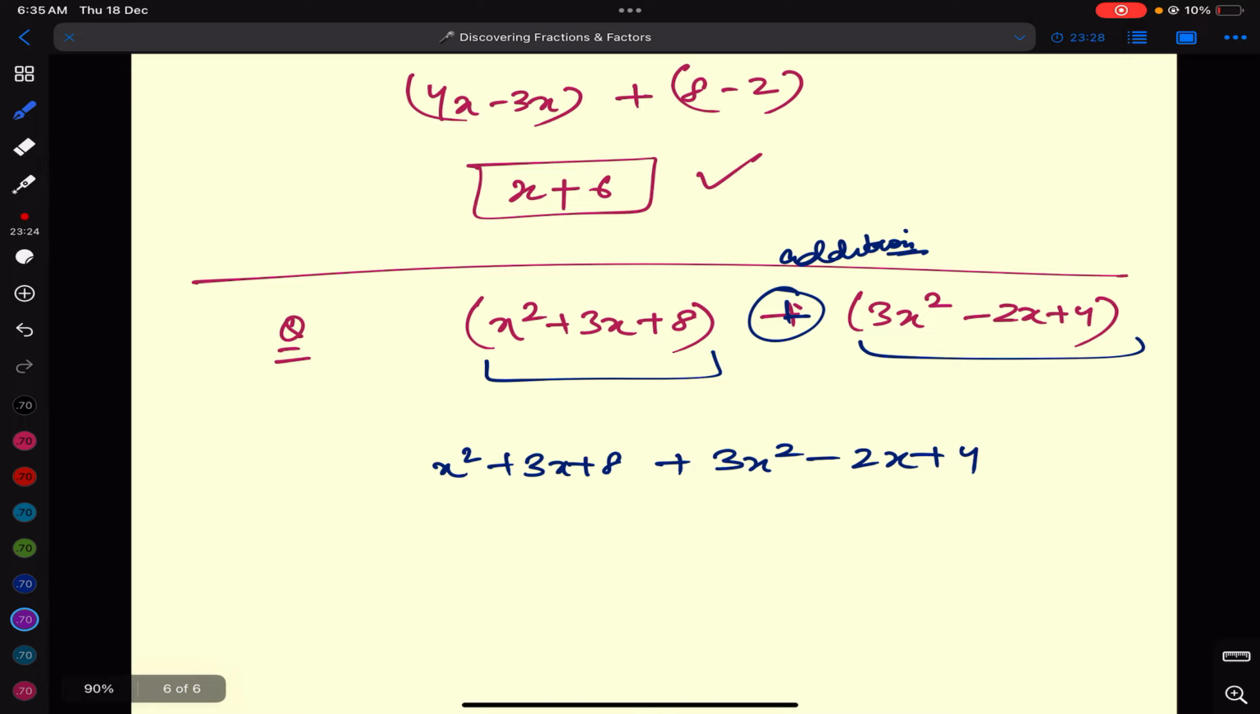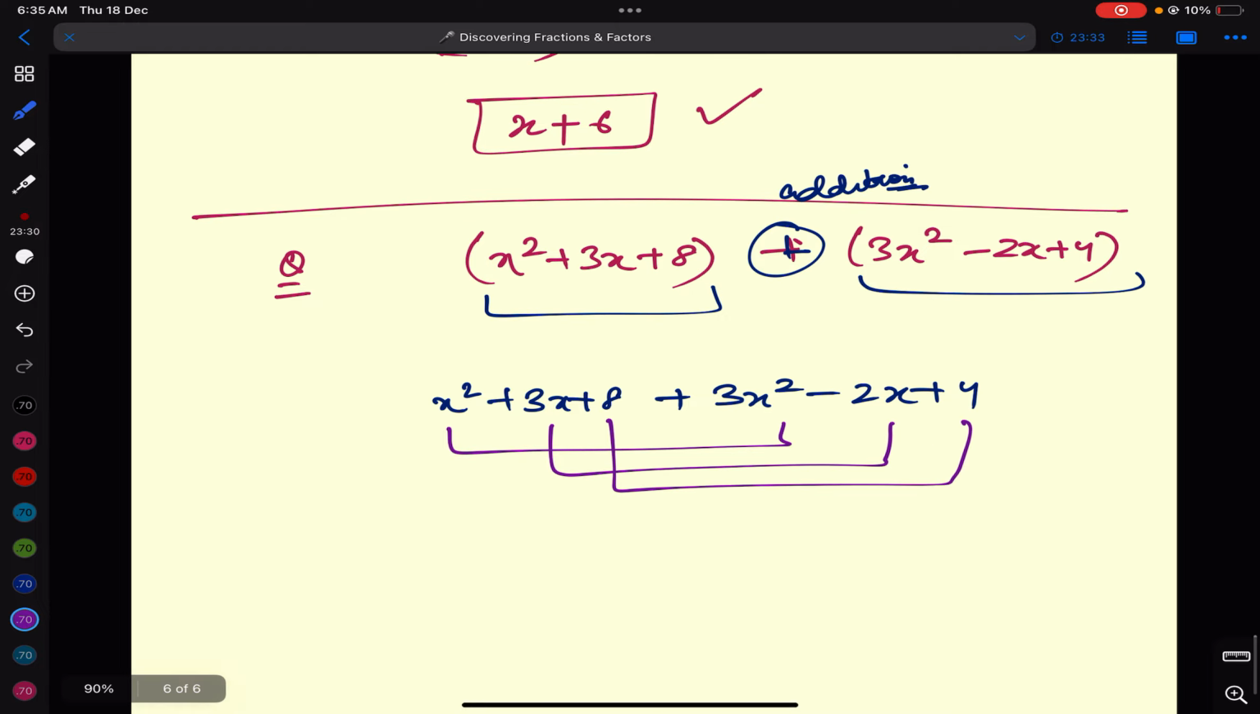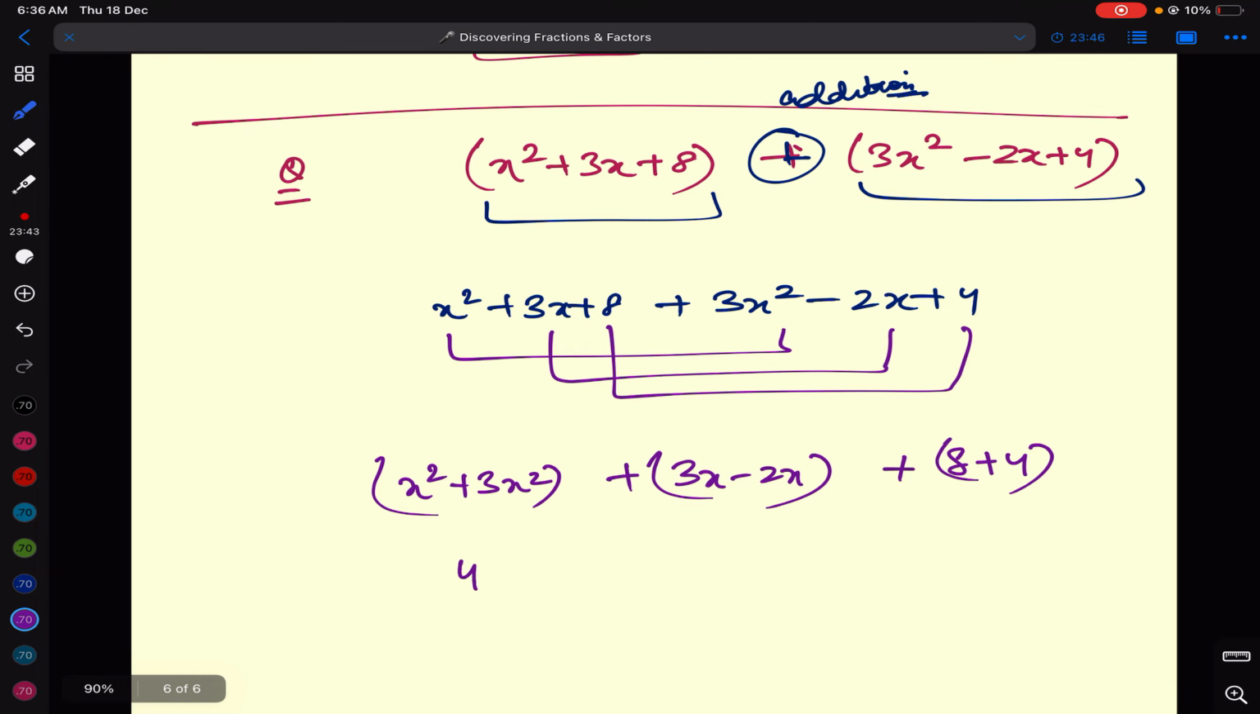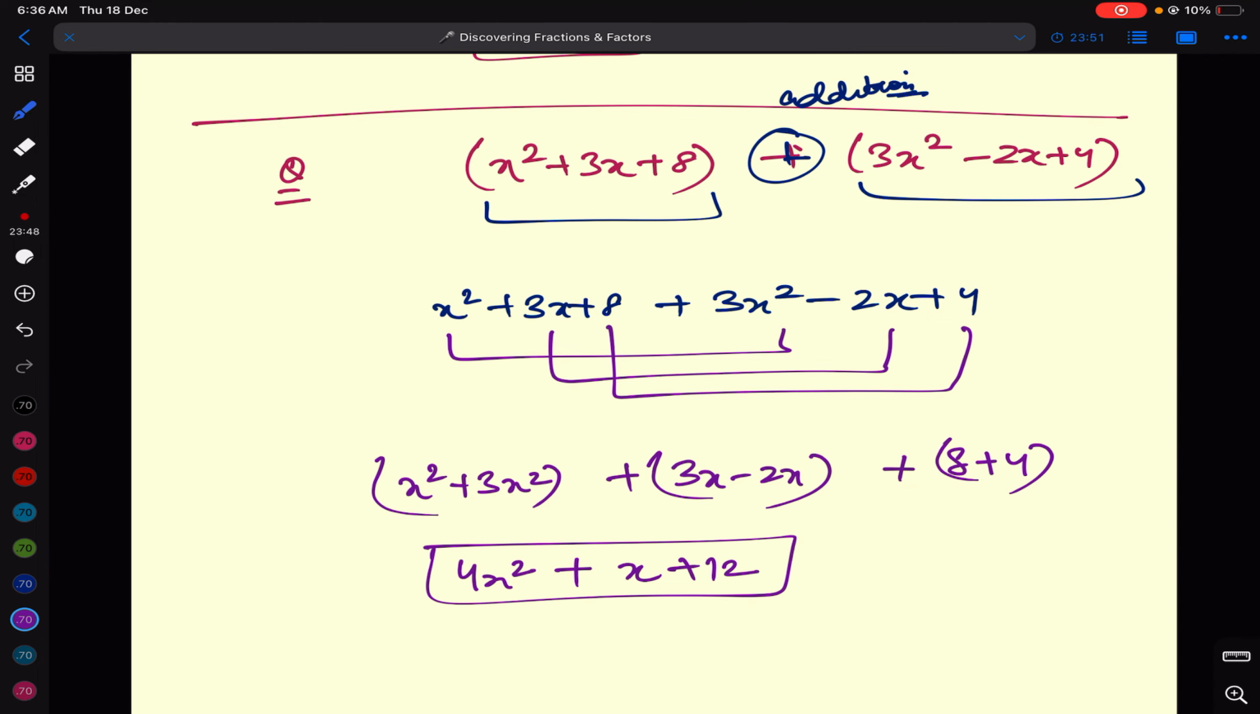Now here when we combine, these two are the like terms, these two are the like terms, and these two are the like terms, right? So let's combine them respectively. x squared plus 3x squared, then 3x minus 2x, and then 8 plus 4. So x squared plus 3x squared is 4x squared, 3x minus 2x is x, 8 plus 4 is 12. So this becomes your sum of the two polynomials that were given to you, which is 4x squared plus x plus 12.